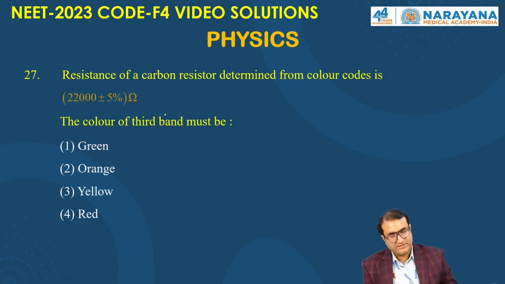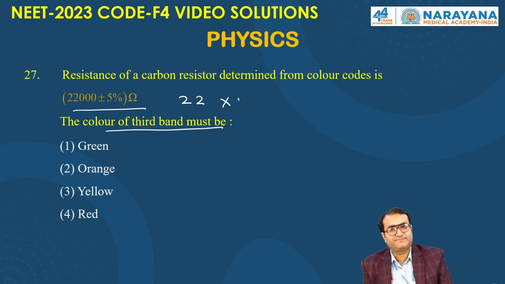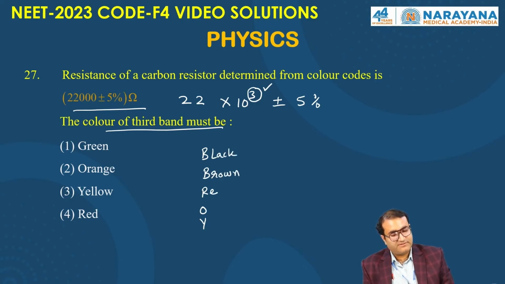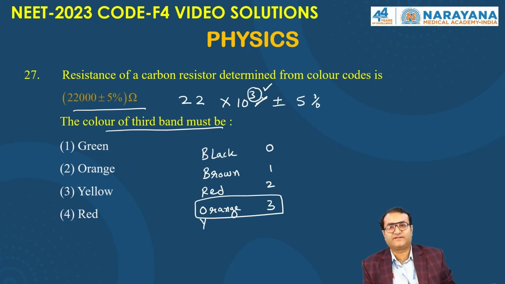Question number 27. You have to find the color of the third band, and the resistance of the carbon resistor is given like this. We can write it like 22 into 10 power 3 plus minus 5%. So multiply, it should lie in the fourth row. B B R O Y. First is black, next is brown, third one is red, fourth one is orange. This is the case of the multiplier 0, 1, 2, 3 in the color coding. So the third color is orange, which is 10 power 3 here. So it is the second option as the answer.